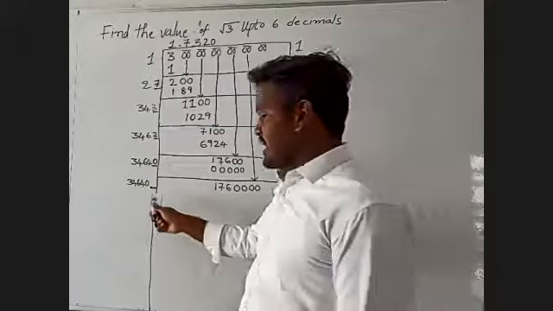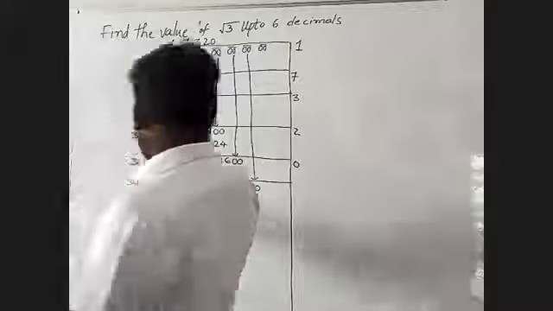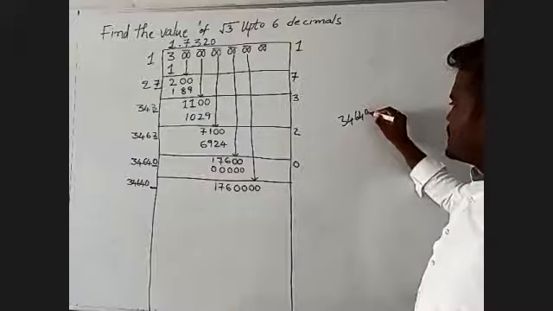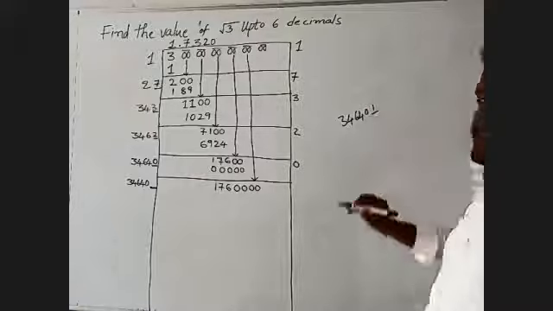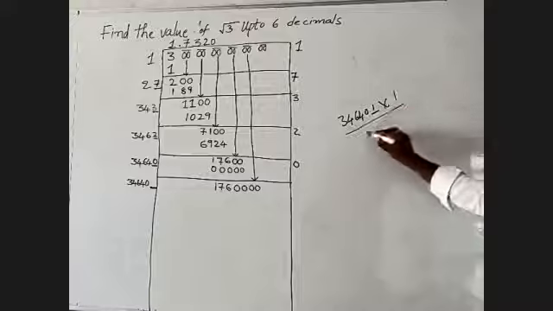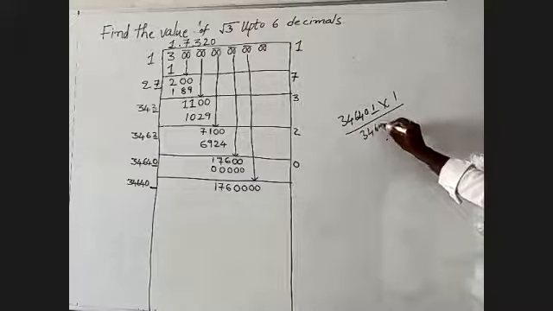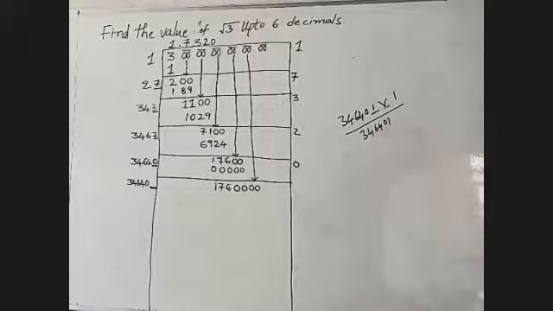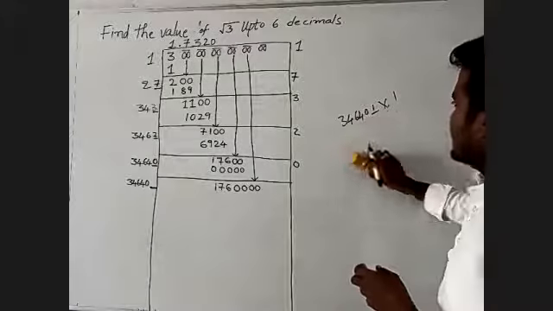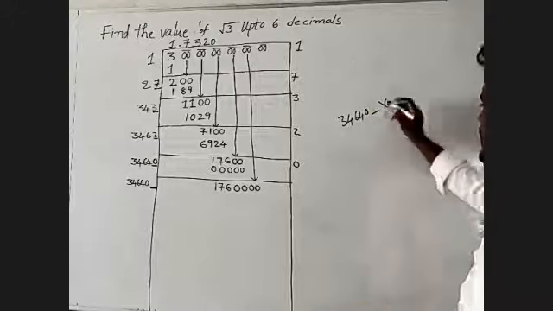Here we have to take 34640, the units place will become 1. This entire equation can be multiplied by 1. That is, the given value is 34640. This is more than 34640, so I will take the value 5.